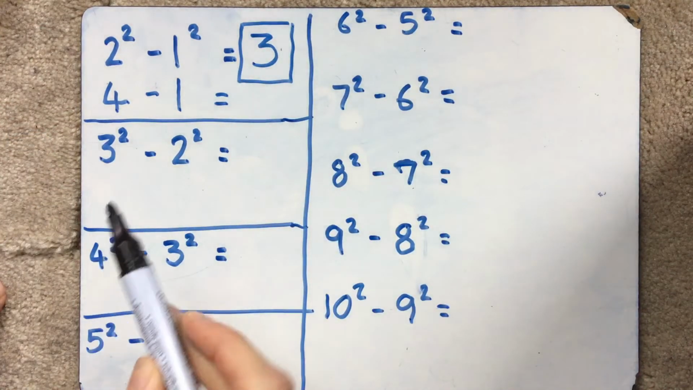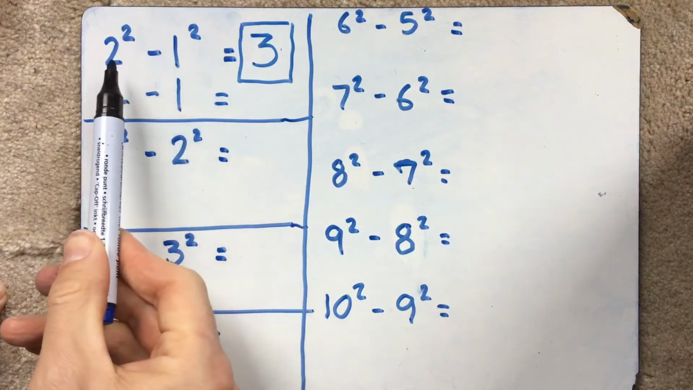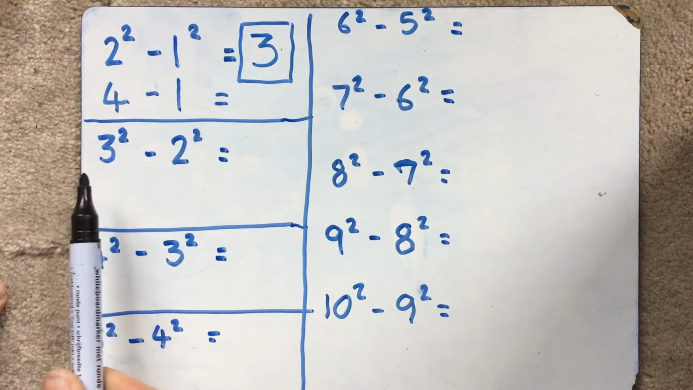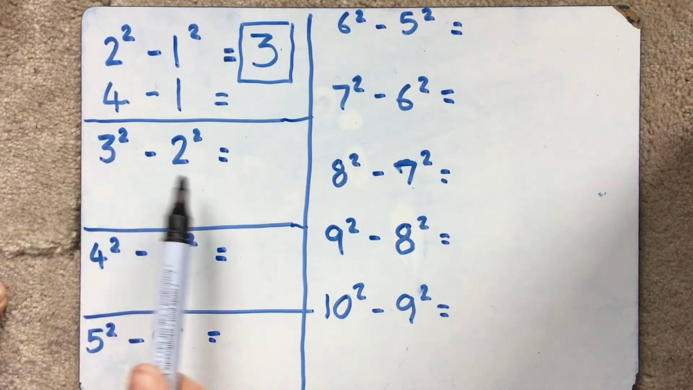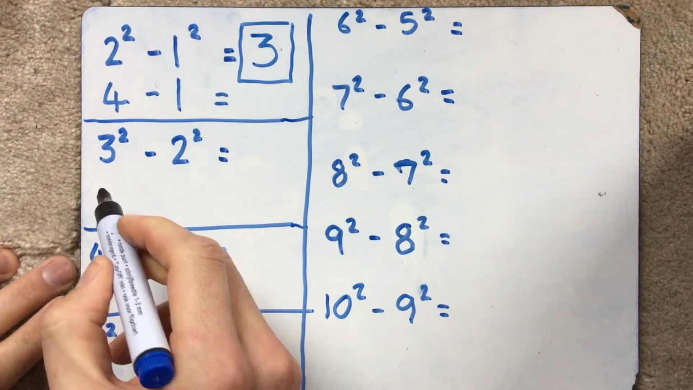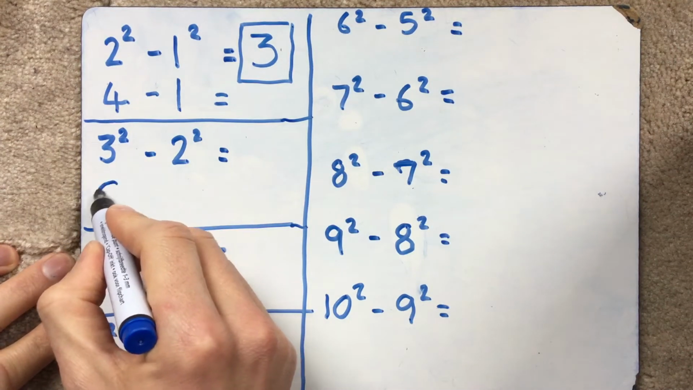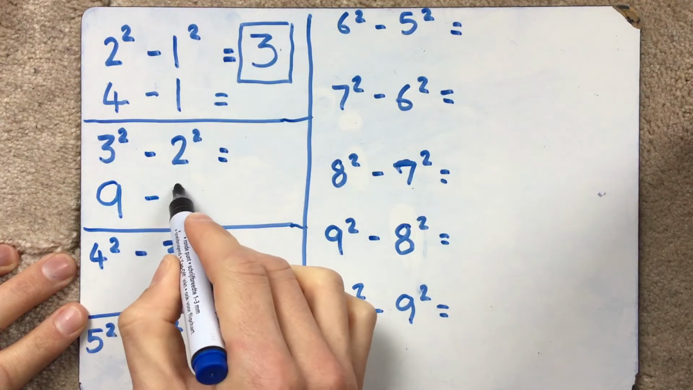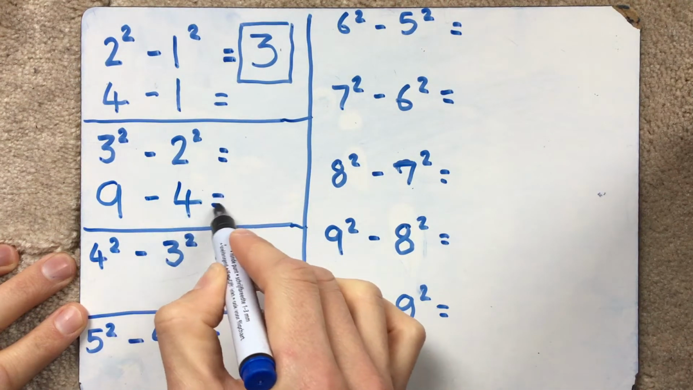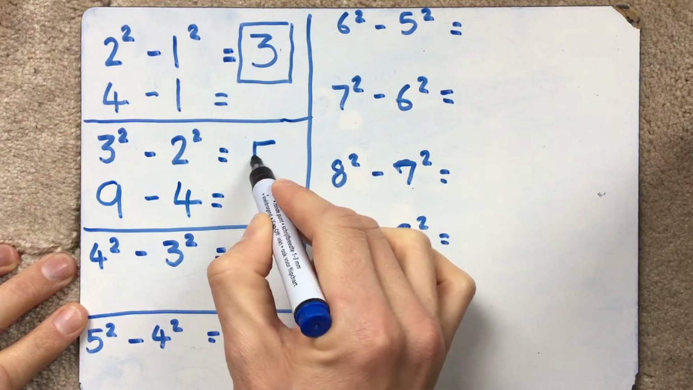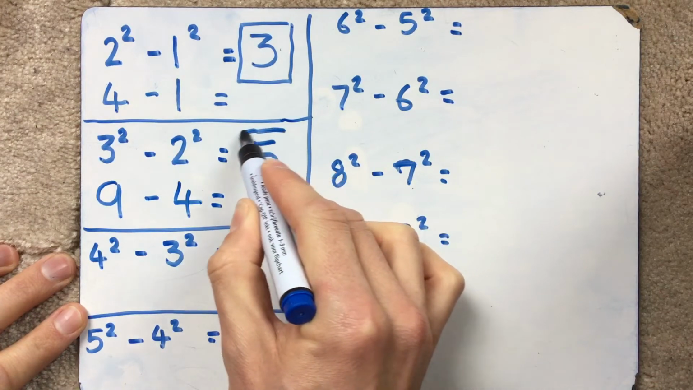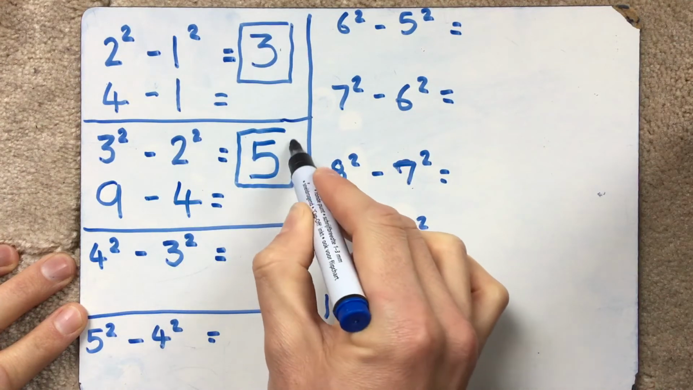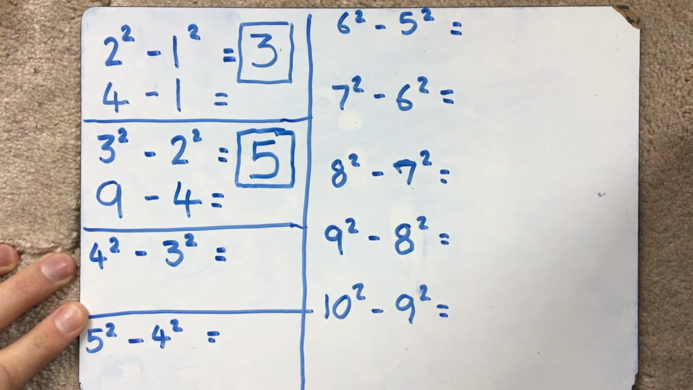Then I'm going to move on to the next consecutive number. So you can see I've done 2 squared minus 1 squared. Now I'm going to do 3 squared minus 2 squared. And 3 squared, as we saw in the last video, I know is 9. And I'm going to subtract 2 squared, which I did before, which is 4. And I can see that my answer, if I do 3 squared minus 2 squared, is 5.